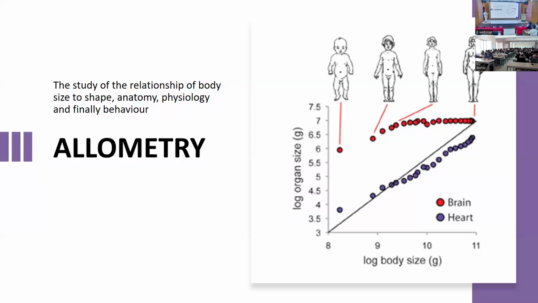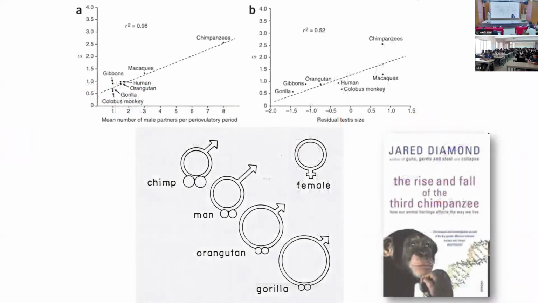I don't know if you are familiar with this term. The term is allometry. Allometry is a kind of science which connects the size of one part of the body with some kind of behavior. So let's see what happens when we discuss the differences between the various monkeys related to the size of the penis and in particular the size of the testes.